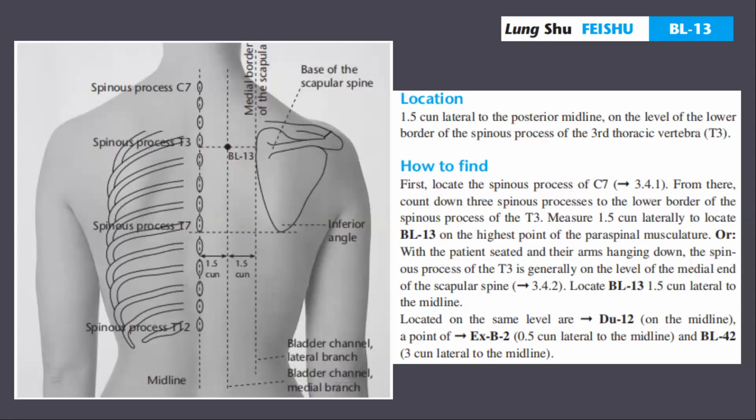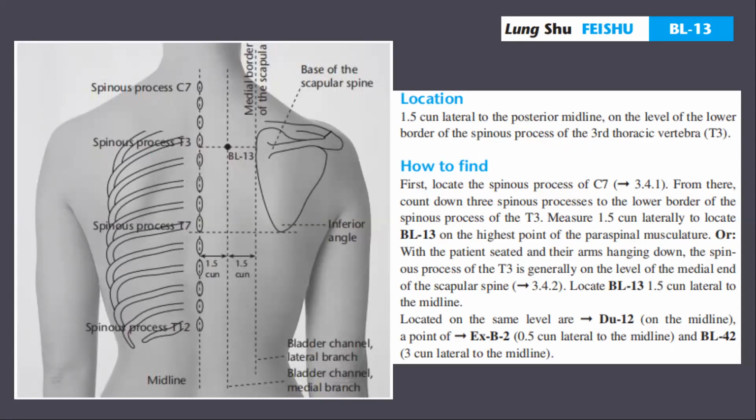Measure 1.5 tune lateral to locate bladder 13 on the highest point of the paraspinal musculature, with the patient seated and their arms hanging down. The spinous process of T3 is generally on the level of the medial end of the scapular line, which is to locate the bladder 13, 1.5 tune lateral to the midline.